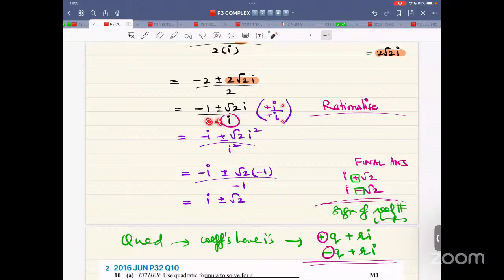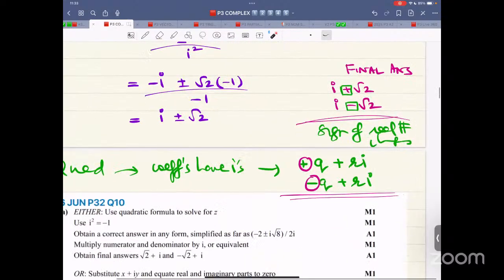So you don't need to write 0 plus i and 0 minus i. It won't make a difference at all. i plus minus i, so i into i is i square. i square is negative 1. You get the final answer.